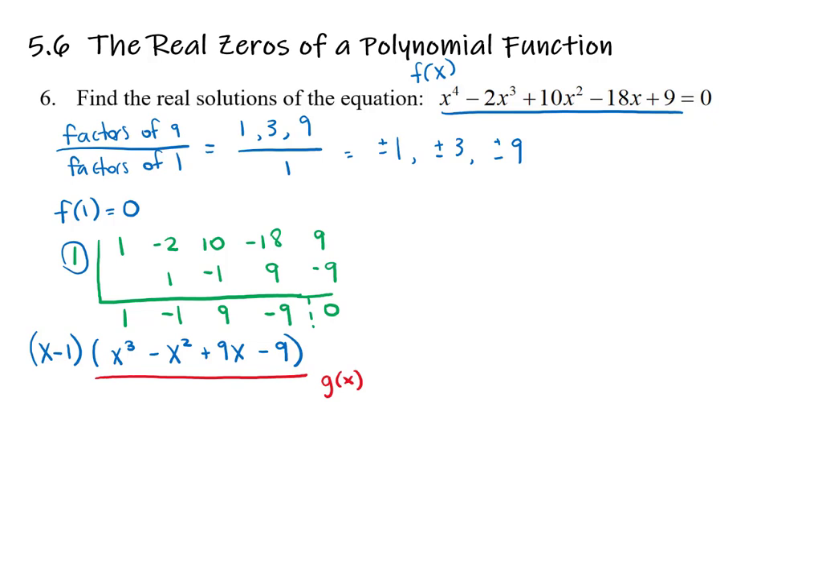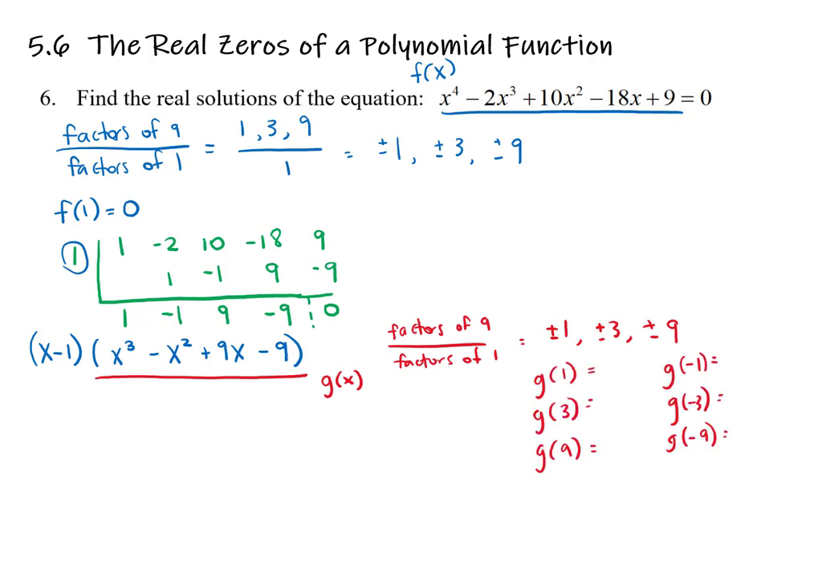As we want to find the zeros, we're going to look at the factors of 9 over the factors of 1 again. And we've done this before, so we should know already that we're going to be plugging in plus or minus 1, plus or minus 3, and plus or minus 9. And we go ahead and use the calculator. We get g of 1 is equal to 0. So that's going to give me another real zero or another solution to this polynomial.